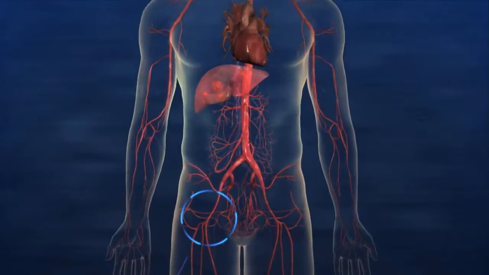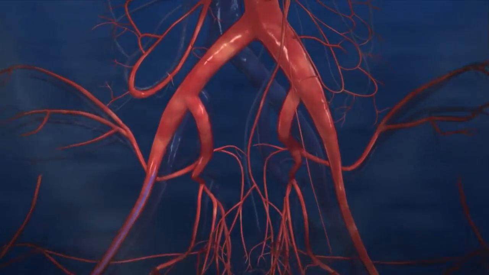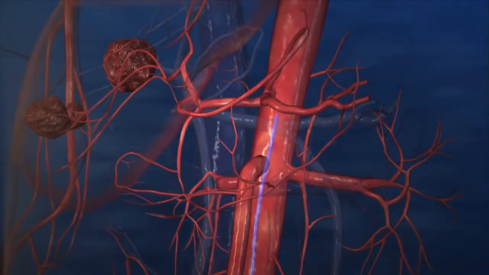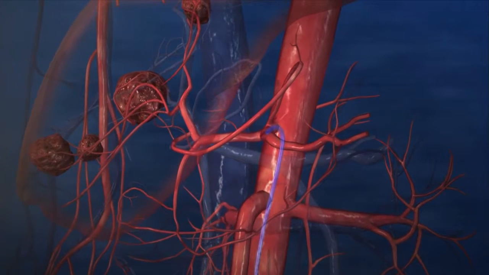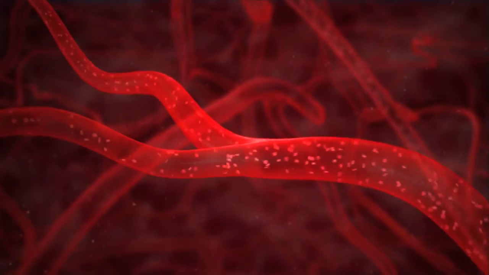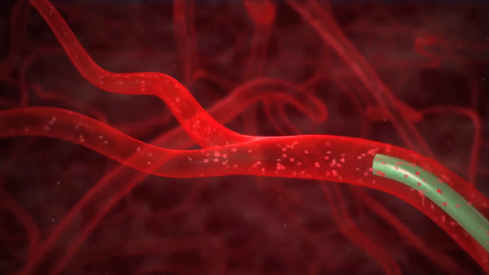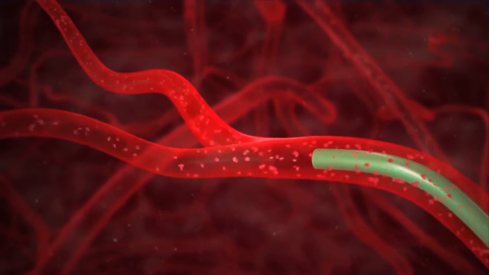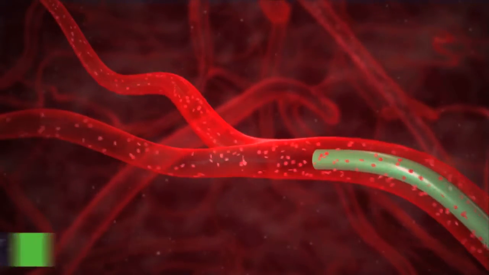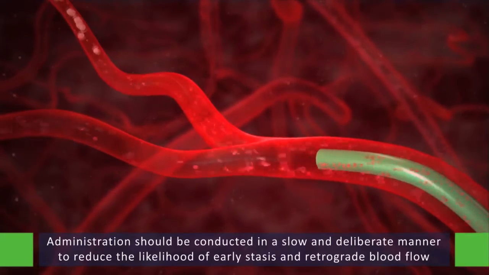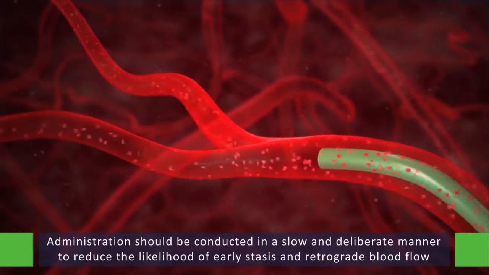SIRT is a minimally invasive therapy in which a transfemoral microcatheter is used to gain access to the hepatic artery supplying the liver. After mapping the hepatic arterial system and isolating the hepatic vasculature to prevent the deposition of microspheres in the gastrointestinal tract, the microcatheter is advanced into the position from which the microspheres will be delivered. The microspheres are administered through this catheter. Administration should be conducted in a slow and deliberate manner to reduce the likelihood of early stasis and retrograde blood flow.